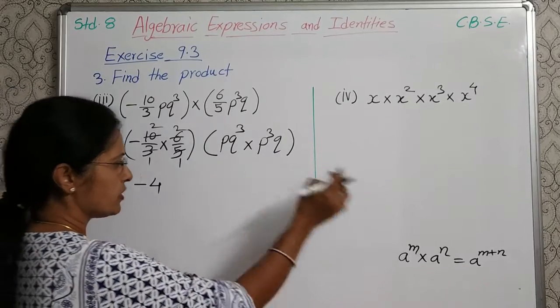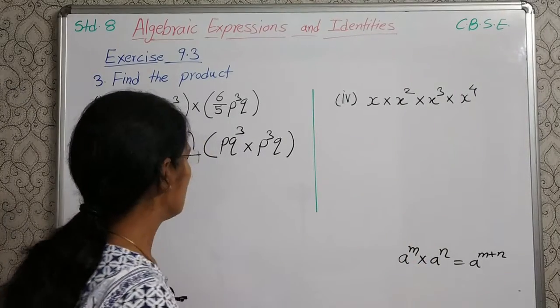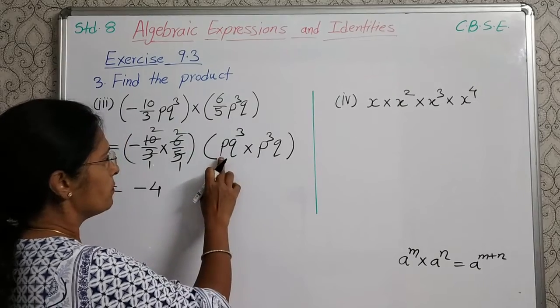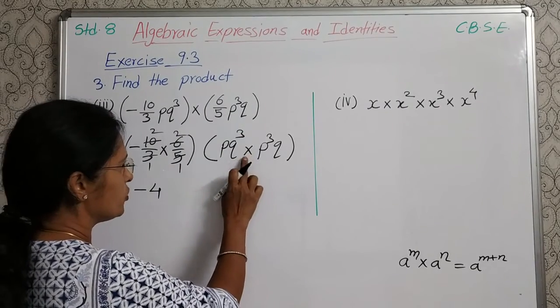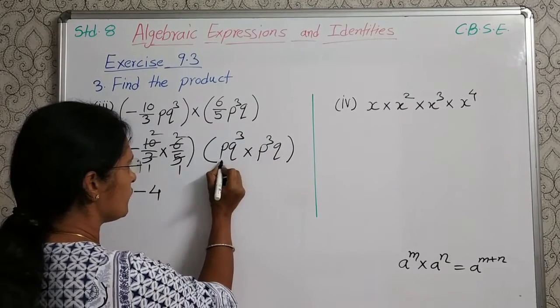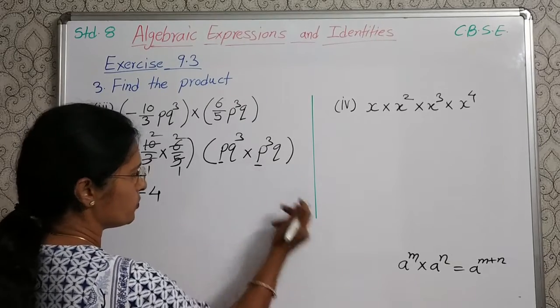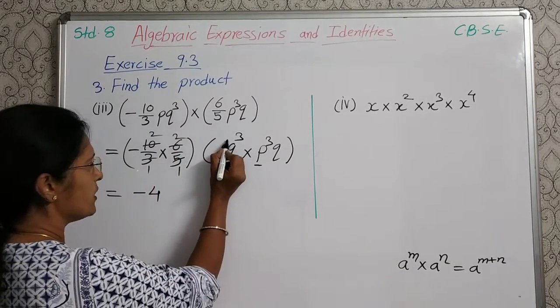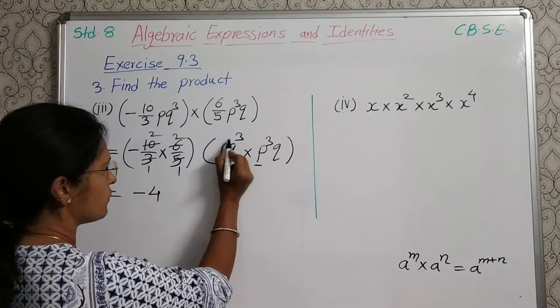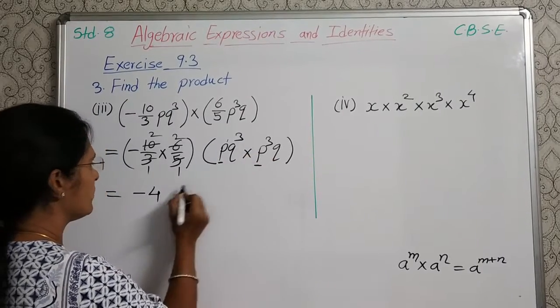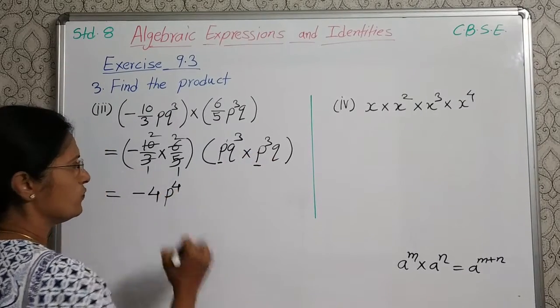Now multiply these variables using this law of indices. p q cube into p cube q. So first p and p cube. Using this law, here p is raised to 1 and here it is 3. So 1 plus 3 is 4. So it will be p raised to 4.